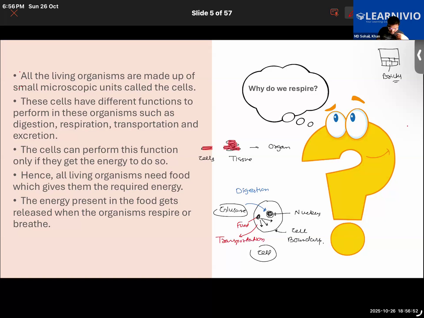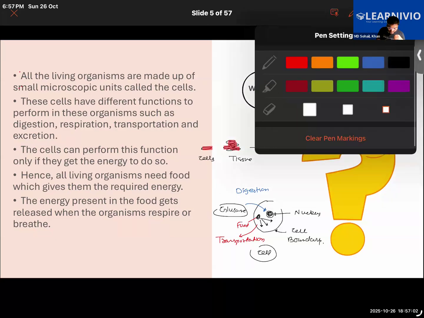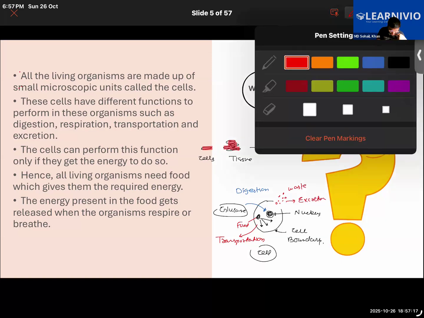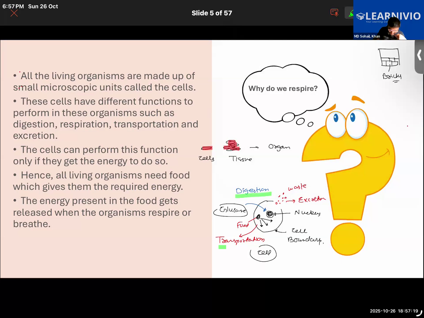Transportation. Good. Then after eating the food, some waste material is produced inside the cell. So it will simply excrete it from its body surface. It does not have any special organ for releasing the waste. It simply releases the waste, and this is the process of excretion. So the cell needs to carry out digestion, transportation, excretion, and many other functions. A cell has to do reproduction also, by the way.